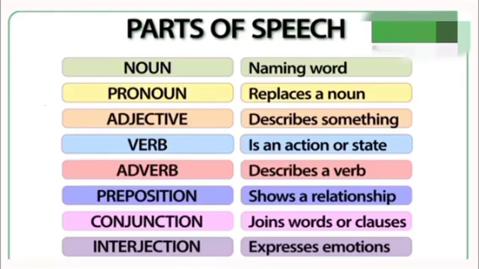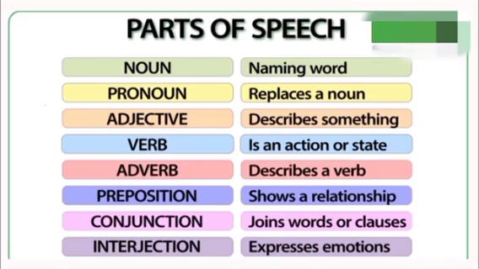Each part of speech has a specific use or function. In general, noun is a naming word which is the name of something. A pronoun replaces a noun. An adjective describes something. A verb is an action or state of being. An adverb normally describes a verb or sometimes gives more information about an adjective.